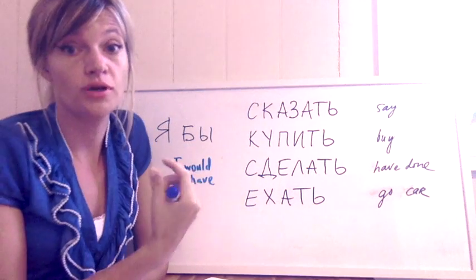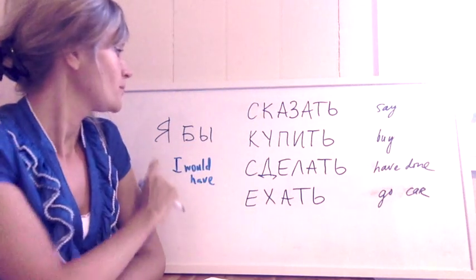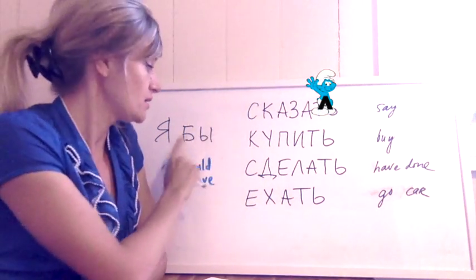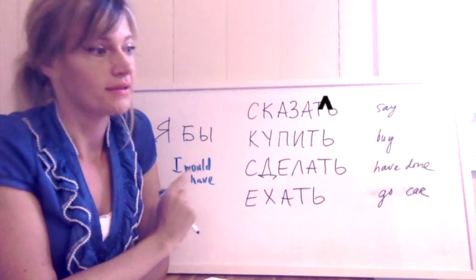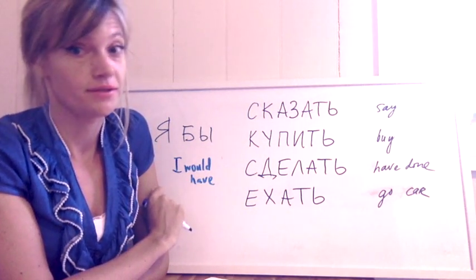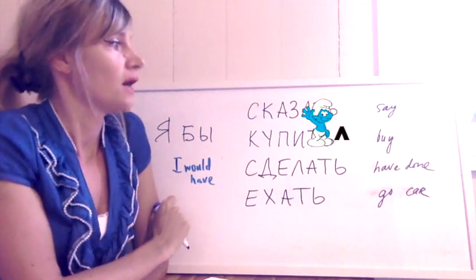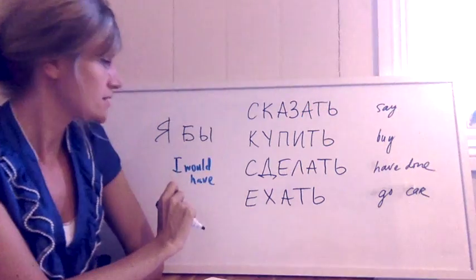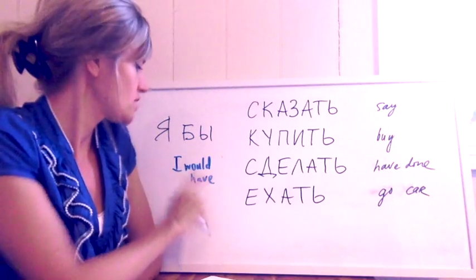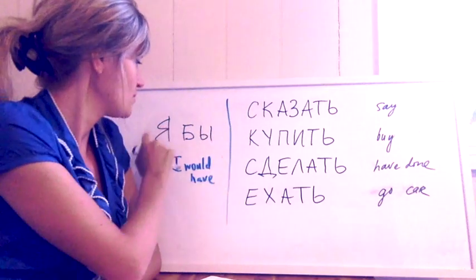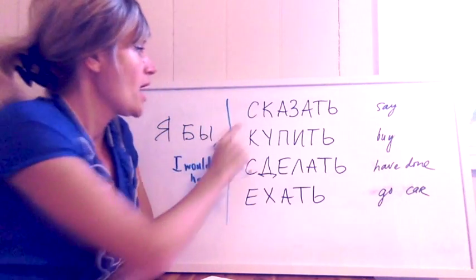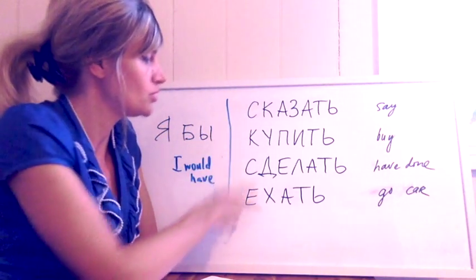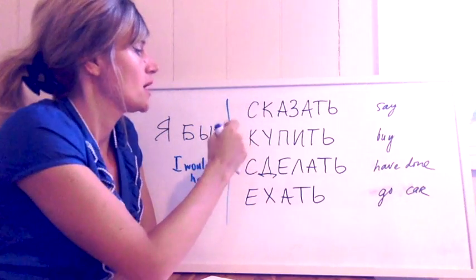Hypothetical situation or excuses. For example, я бы сказал, I would have said, but it would be better if I stayed quiet. Я бы купил, I would have bought it, but it wasn't my color. Something like this. I think in Russian it's much easier than in English. It's gonna stay the same, я бы, all the time, and the dictionary form you need to change to past tense.